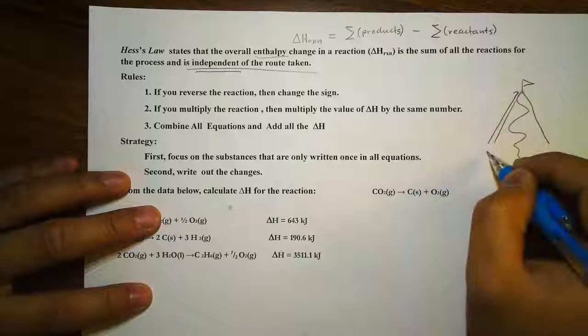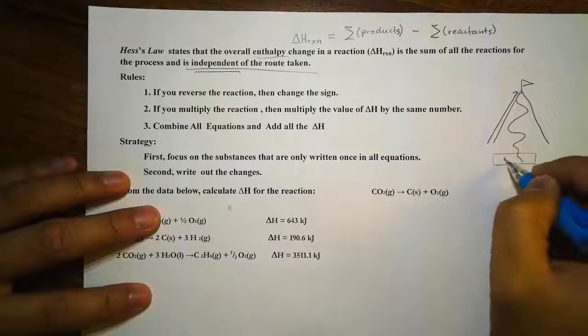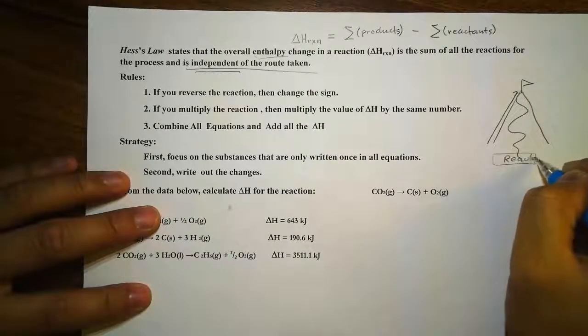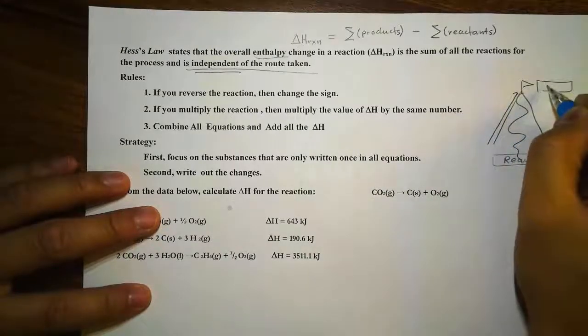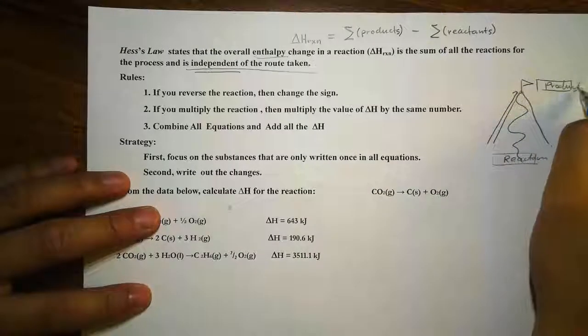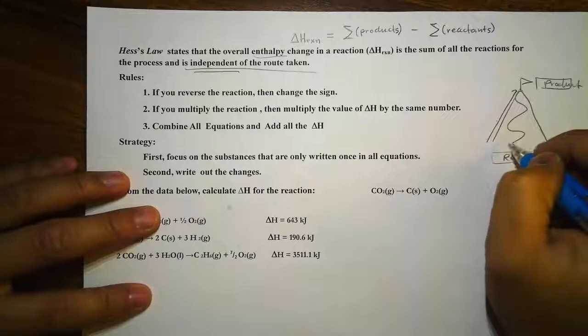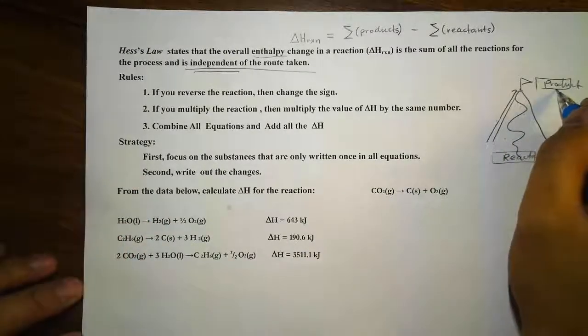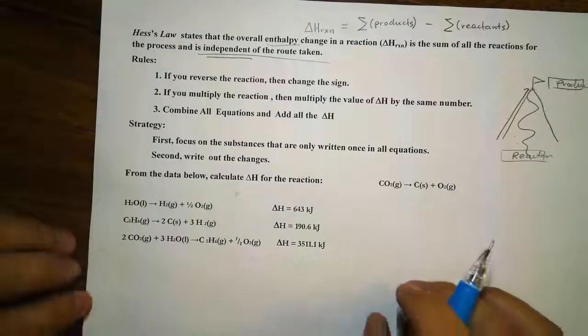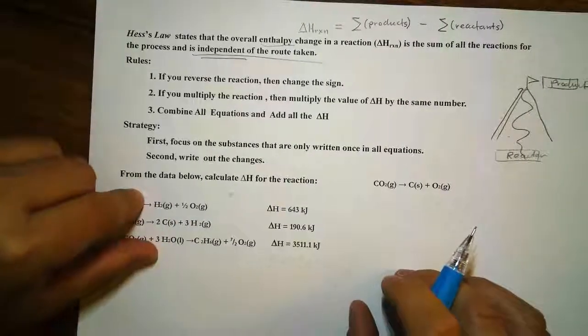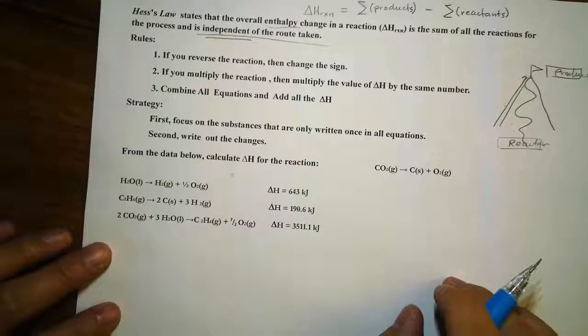Does that make sense? So you have your reactants over here, and this will be your product. It doesn't matter which path you take, you still get your product in the end. And that's the beauty behind Hess's Law. You can manipulate these equations to get what you want.